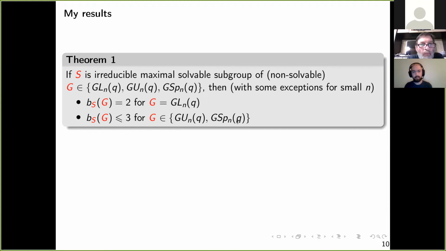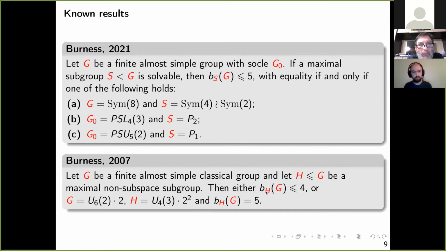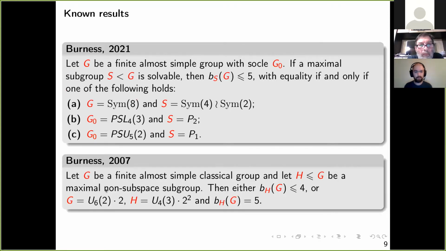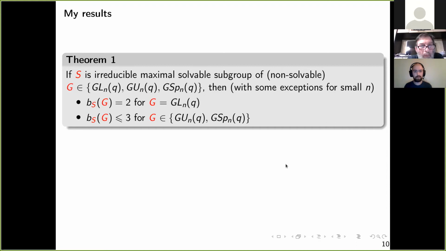So why did I need this improvement? Because you could say that you need 5, and this result is good enough. Why don't you just use that? Well, because I'm interested in the general case, without this condition of non-subspace. In the proof of the general case, I use this result, and 4 is not enough. I need better estimates for irreducible subgroups.